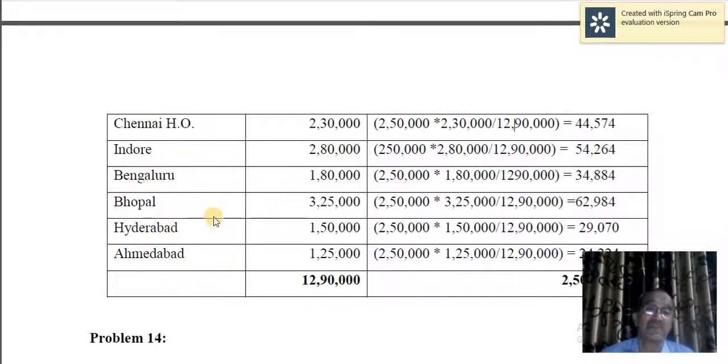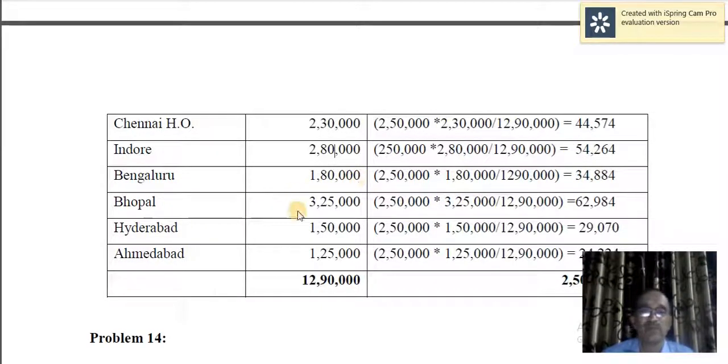other branches. Indore, for example, 2,50,000 is the total input tax. So that should be distributed. So here turnover is 2,80,000 in the case of Indore. Total turnover is 12,90,000. So you have to find out what is the proportion of turnover of Indore to that of total turnover, and then you have to apply that on 2,50,000. Then you will get its share.